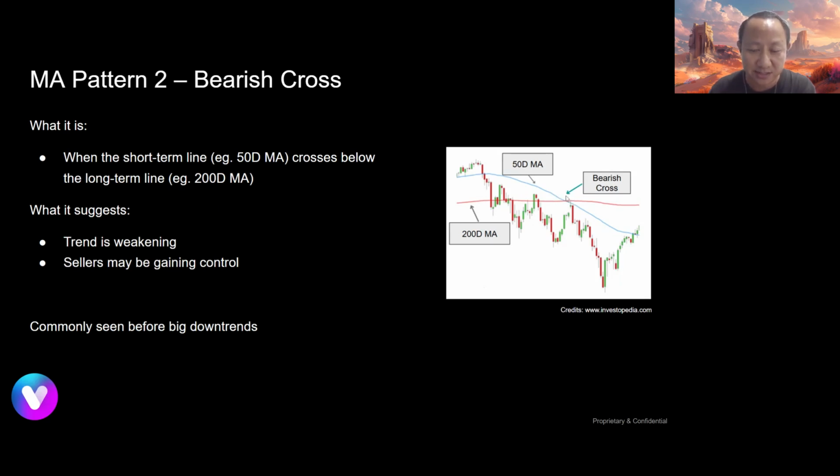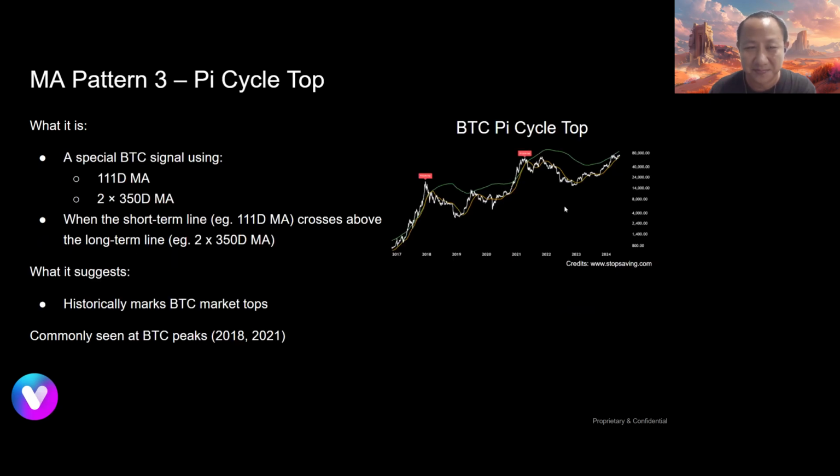So what this suggests is that the trend of the price is weakening. So the price may be going down, and sellers may be gaining control. All right. So when you see this bearish cross, when the 50-day moving average crosses below the 200-day moving average, this is a sign that sellers may be gaining control and is seen before big downtrends.